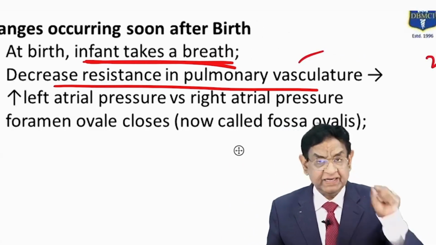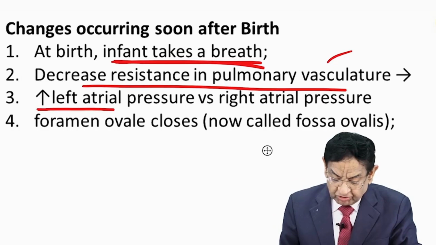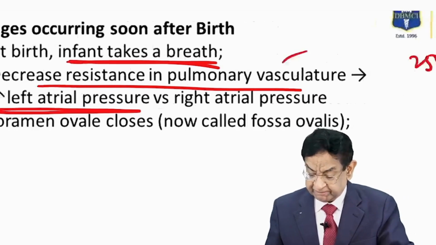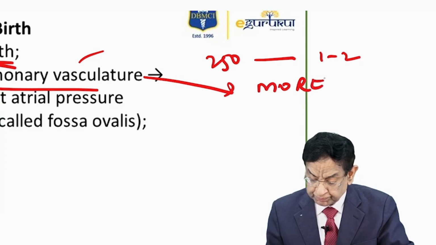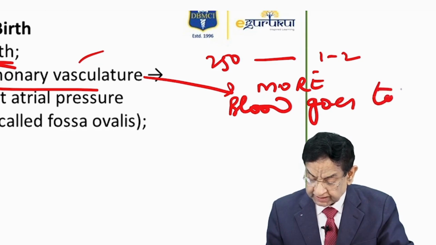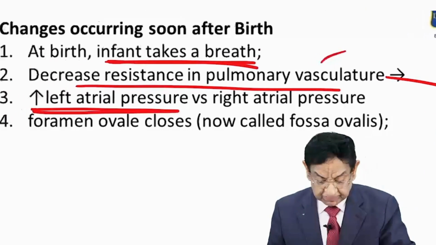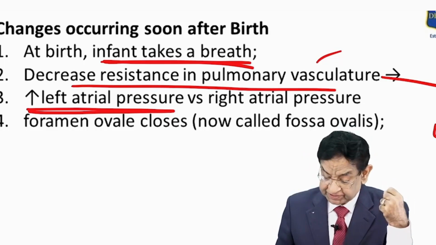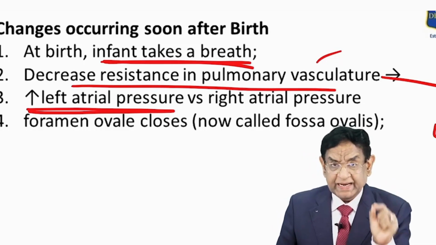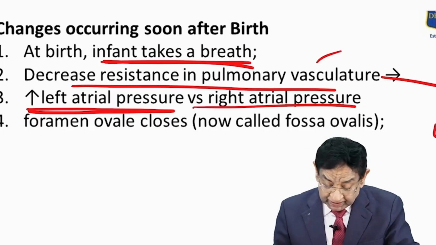Definitely more blood will enter the lung. From the lungs, more blood will come to the left atrium. That causes increased left atrial pressure. You can write down: more blood goes to lungs. Now increased LA pressure occurs. Definitely more and more blood is coming, so increased LA pressure occurs. So LA pressure becomes more than the right atrial pressure. So, what will happen?